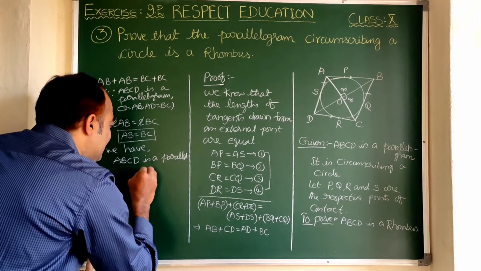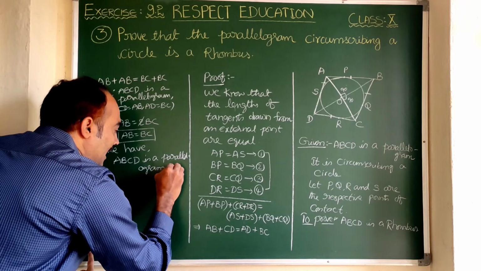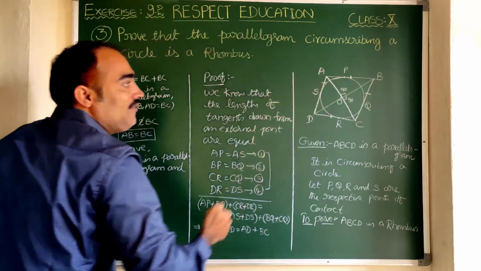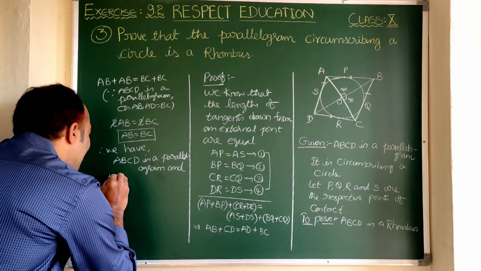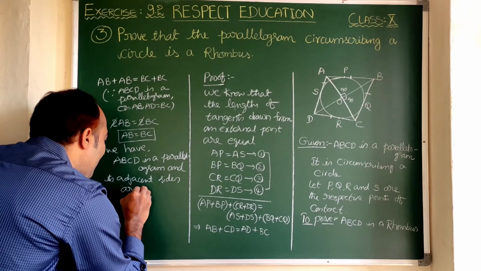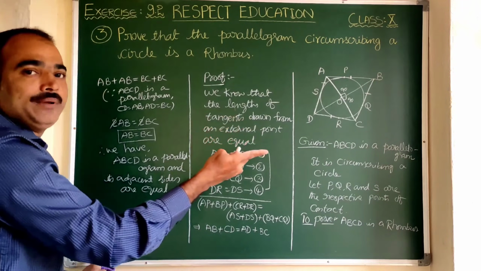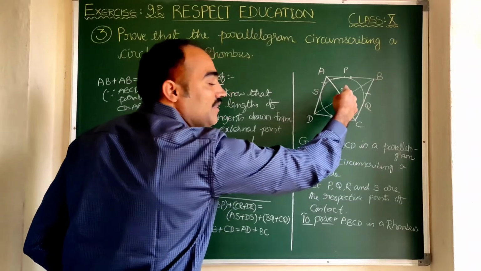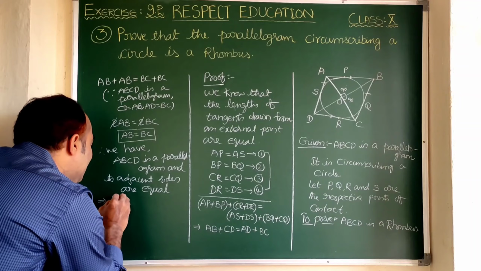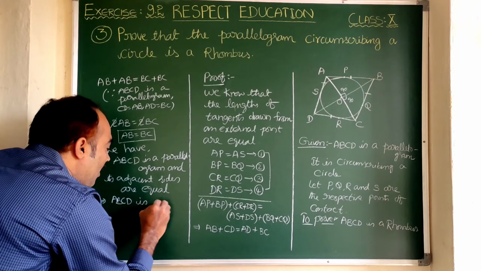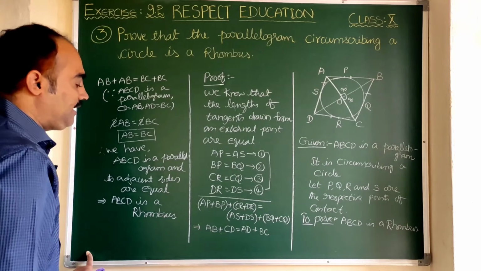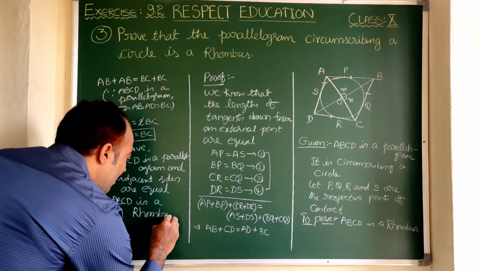ABCD is a parallelogram and its adjacent sides are equal. So its adjacent sides are equal. Adjacent sides are equal. So when it happens, as I have told you clearly, we can conclude this as ABCD is a rhombus. Clear? So here ABCD is a rhombus.